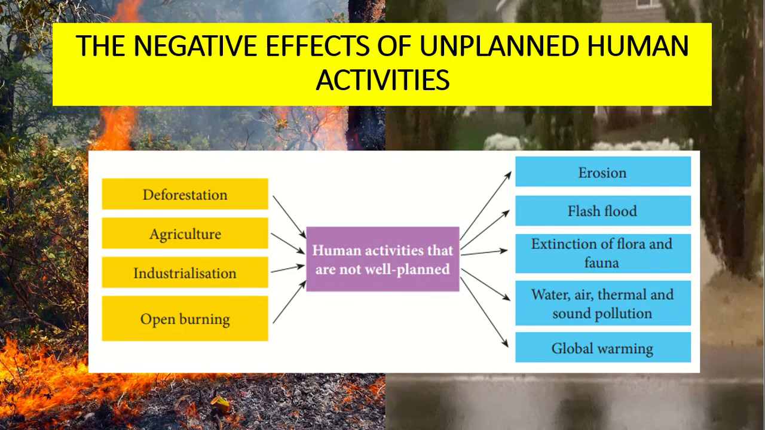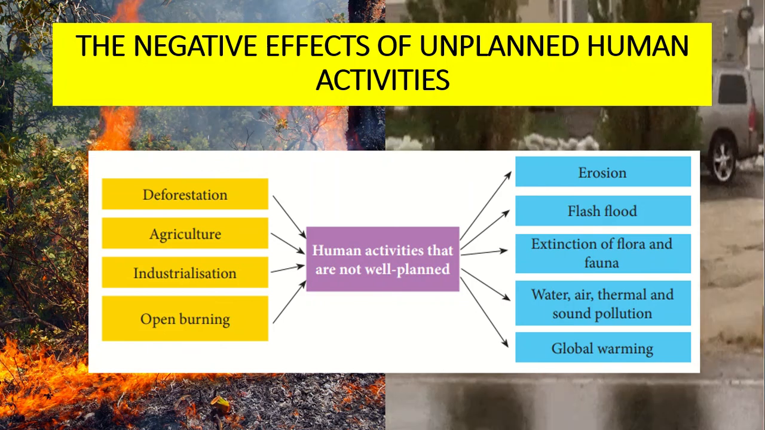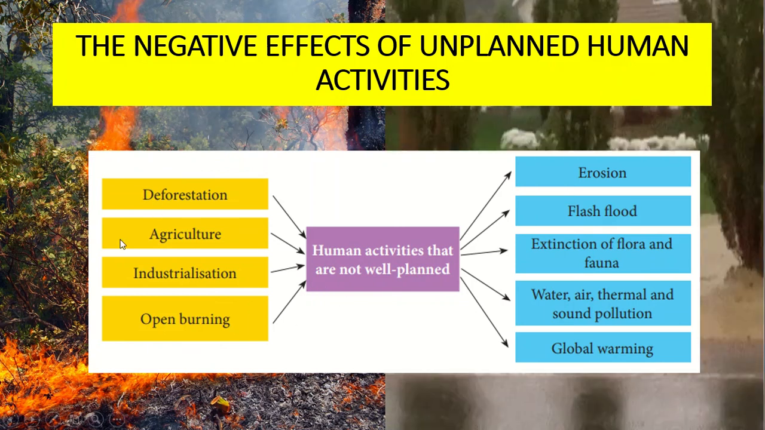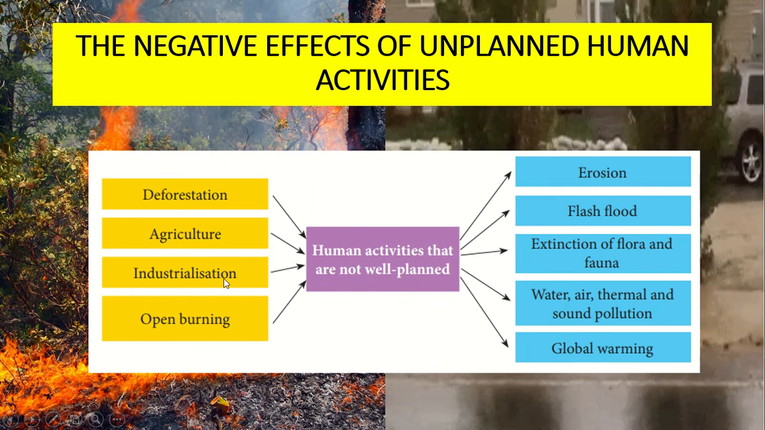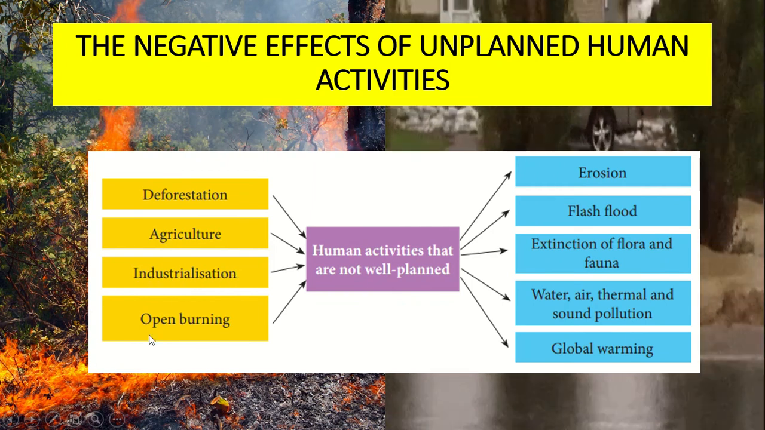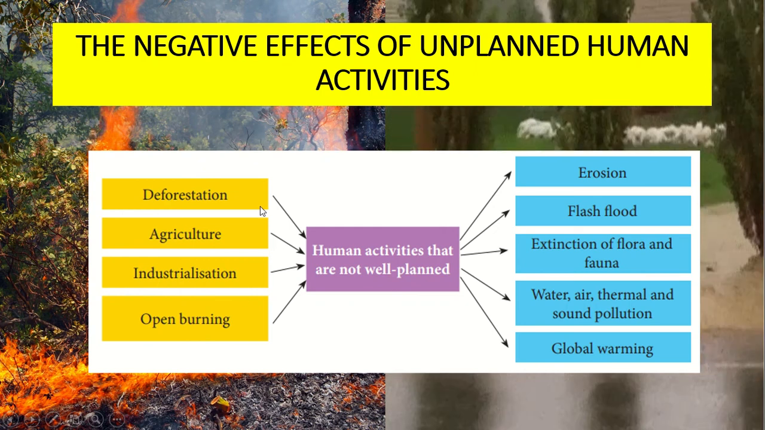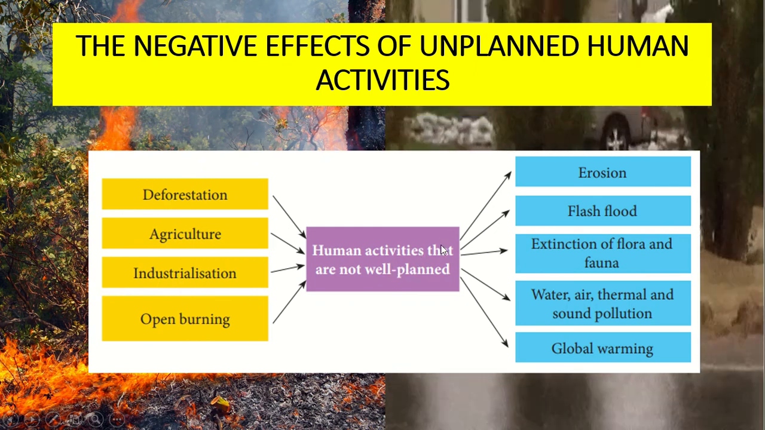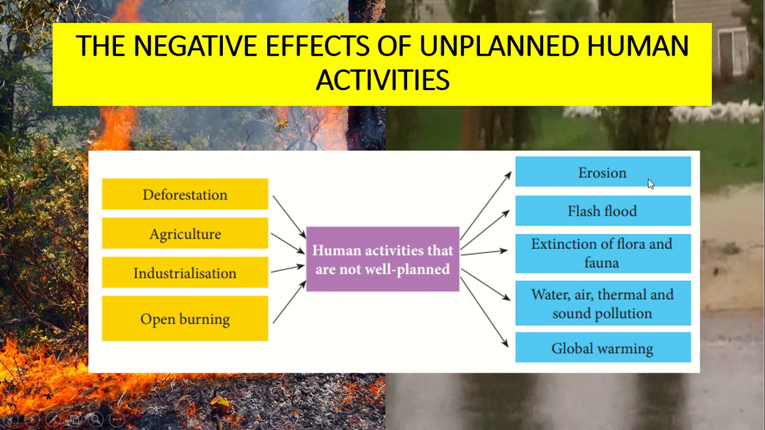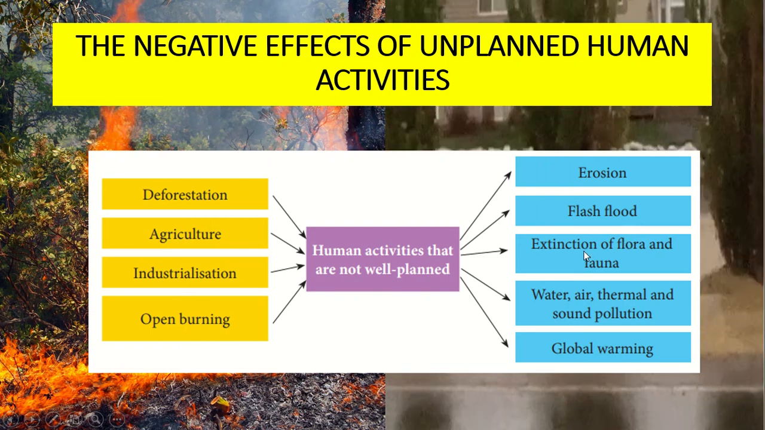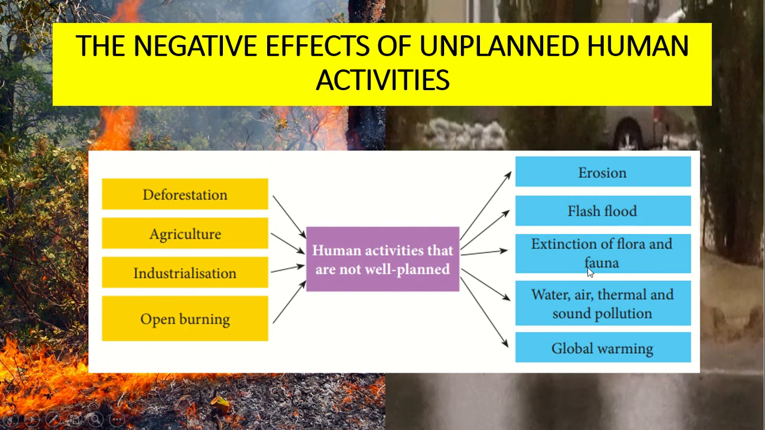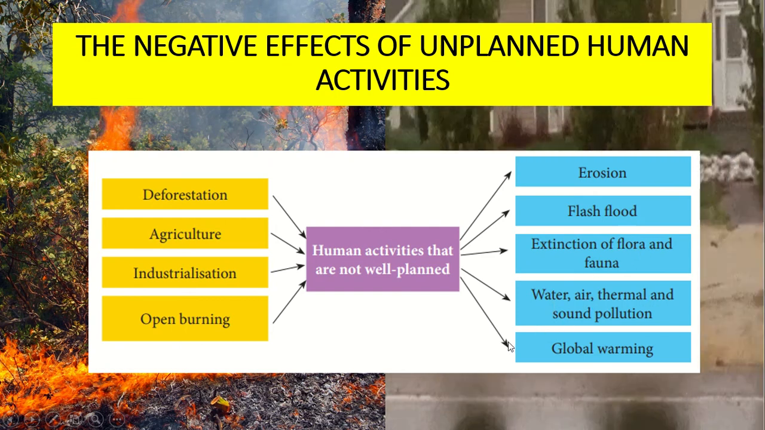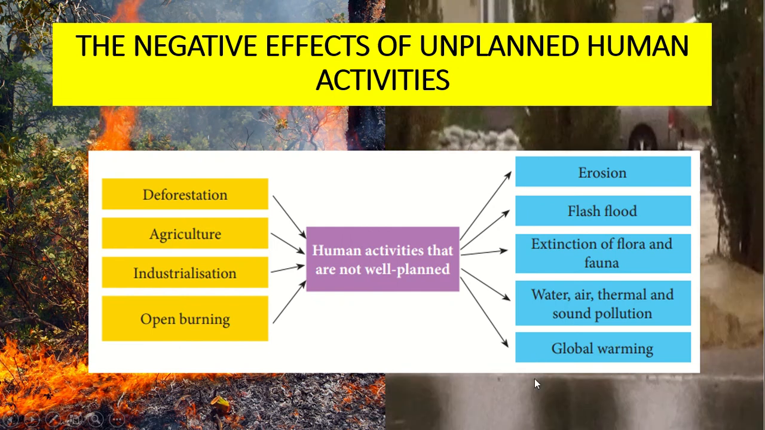Okay, so the negative effect of unplanned human activities. So yang ni, okay, deforestation, agriculture, industrialization, open burning. So yang ni adalah human activities. So kalau kita buat secara unplanned, dia punya kesan adalah erosion, flash flood, extinction of flora and fauna, water, air, thermal and sound pollution, and also global warming.